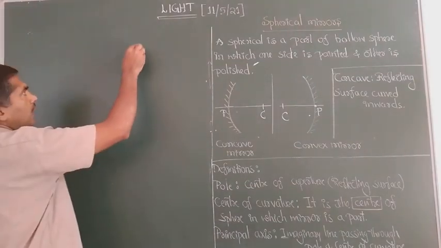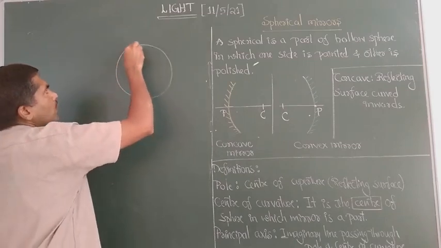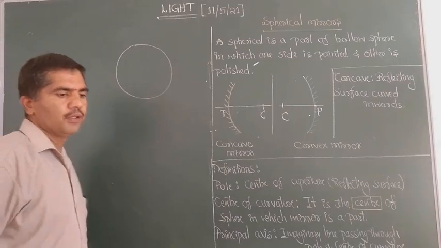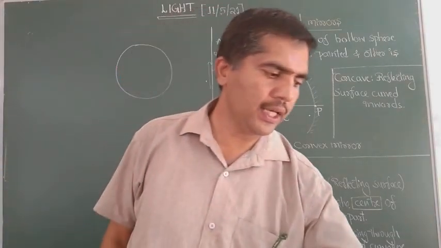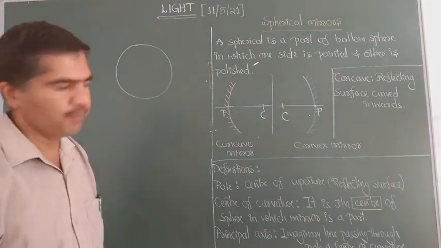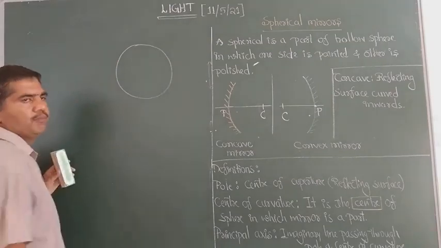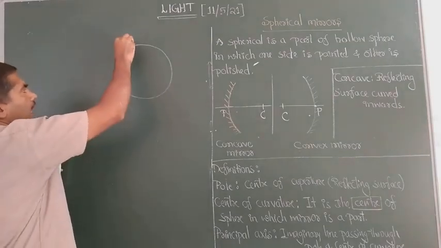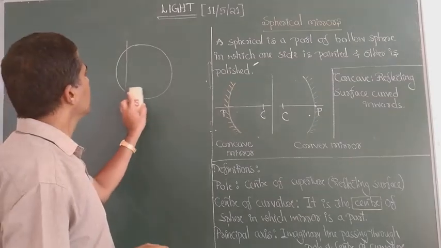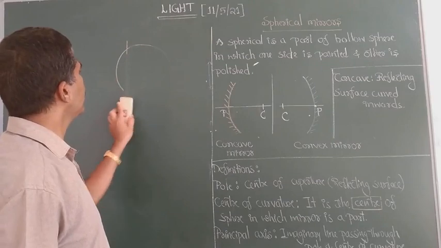Let us imagine I have a hollow sphere. What is a hollow sphere? Like a cricket ball. It's a hollow sphere, it is empty inside. Only gas is there. It's not a solid sphere. So let us imagine this is a cricket ball. I will cut off a portion of the cricket ball. So I have got a small portion of the cricket ball now, which has been cut off from the ball.